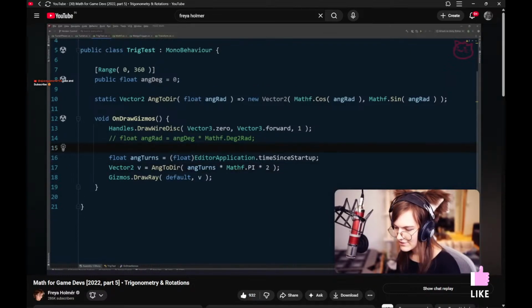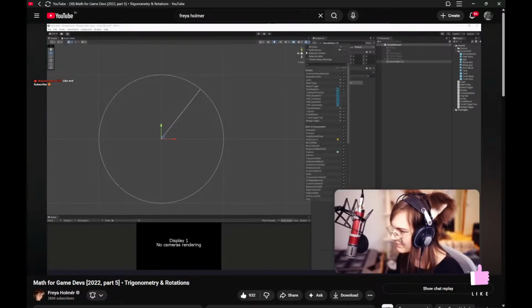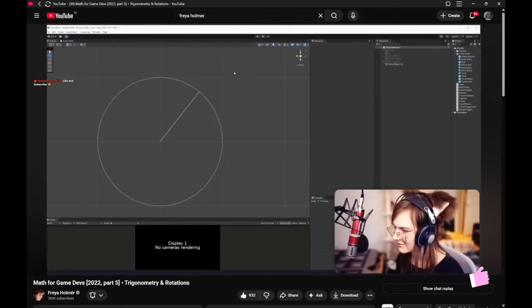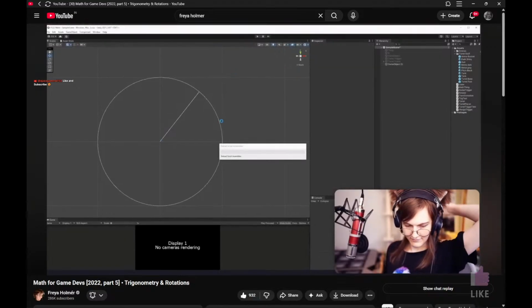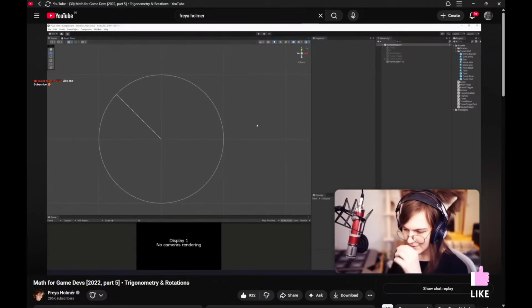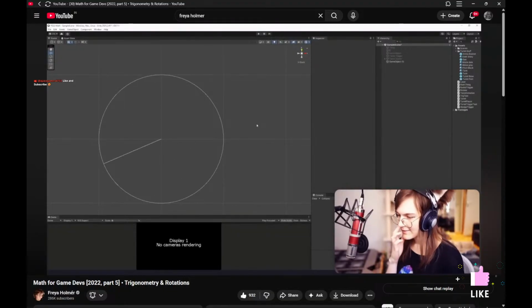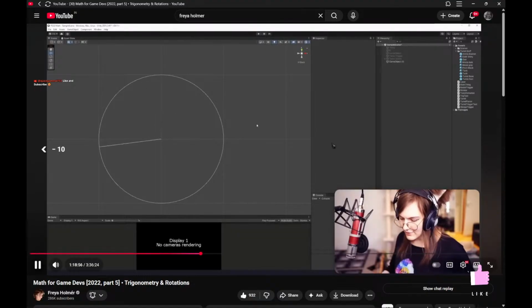So now this one should move over time if we set our viewport to animate. There we go. What a beautiful animation. So now it's doing one turn per second.